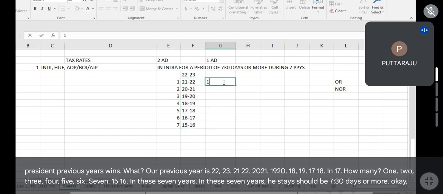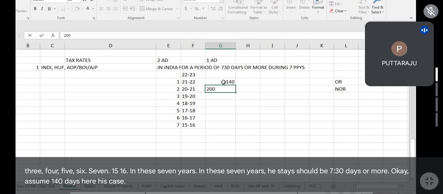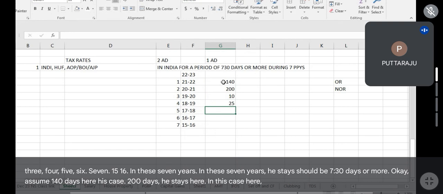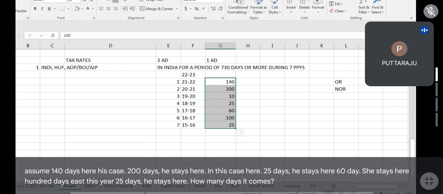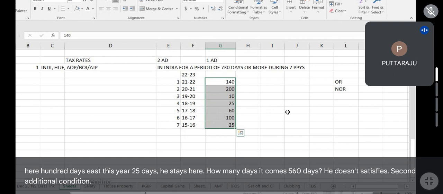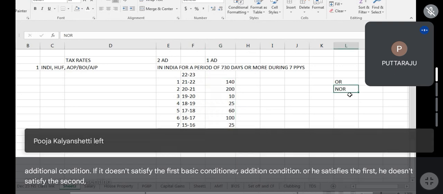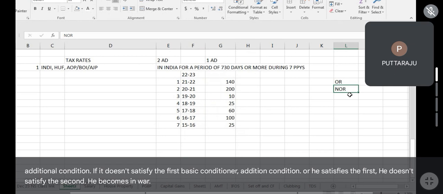Okay, assume he stays 140 days here, 200 days here, 10 days here, 25 days here, 60 days here, 100 days here, and 25 days here. How many days does it come to? 560 days. He doesn't satisfy the second additional condition. If he doesn't satisfy the first additional condition, or he satisfies the first but doesn't satisfy the second, he becomes NOR. Understanding?